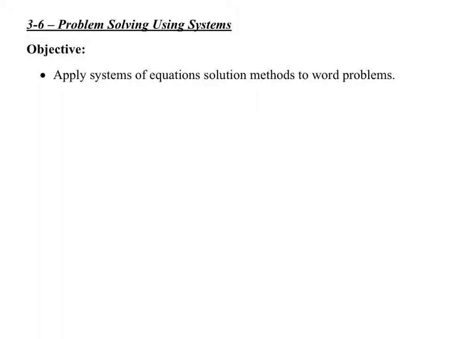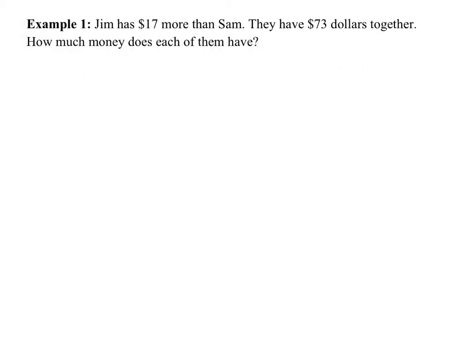We're going to pick up from the idea of systems of equations, but now we're going to apply them so we can see in word problems how they relate. In the first example, it says Jim has $17 more than Sam. They have $73 together. How much money does each of them have?